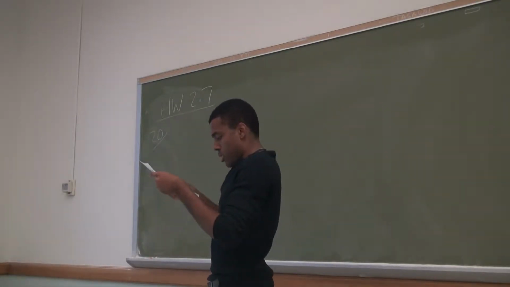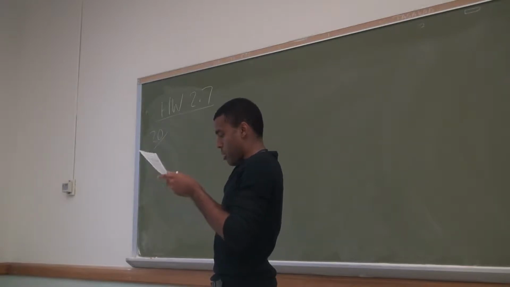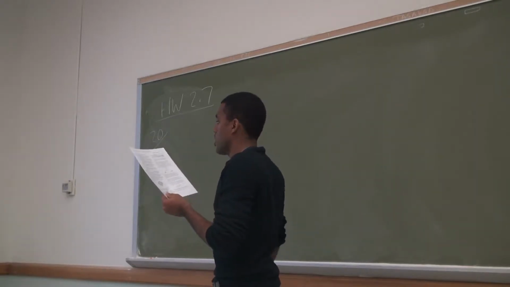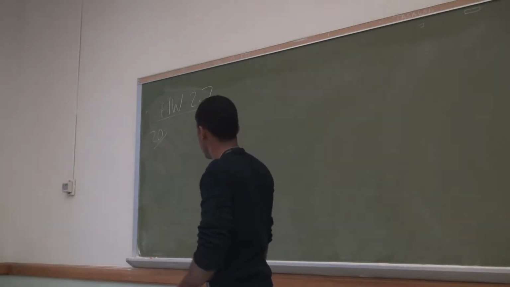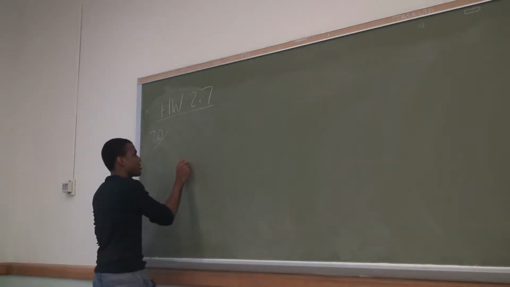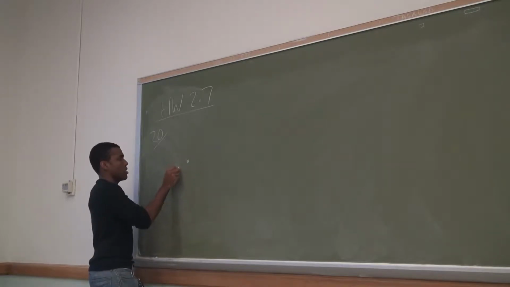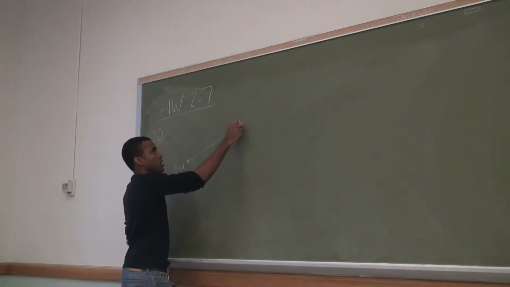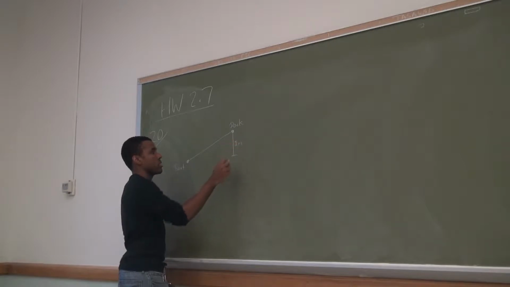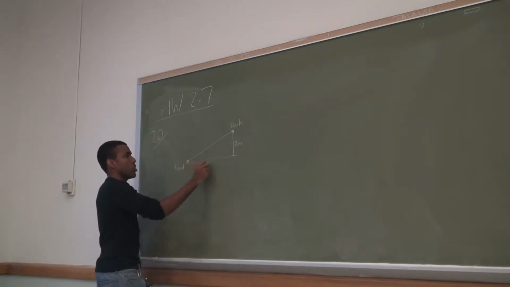Number 20: a boat is pulled onto a dock by a rope. They didn't give you a picture, and it's a little complicated. Here's where the boat is, attached by a rope to a dock. Here's where the dock is. We know it's 1 meter in height. This is the water.